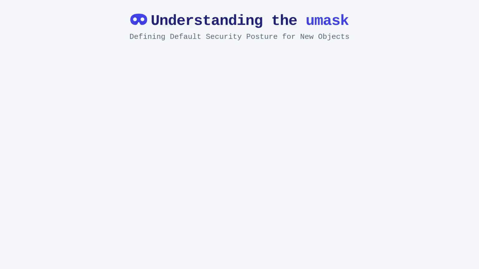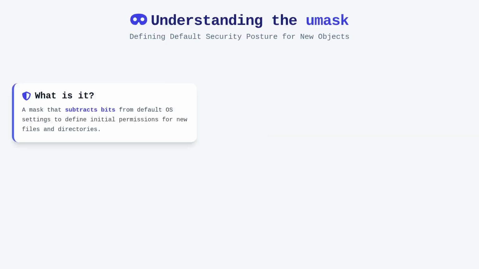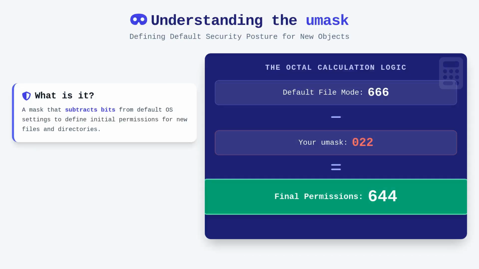Finally, we arrive at the umask, which serves as a mask to define the default permissions for any new file or directory created by a user session. Unlike permissions that explicitly grant access, the umask subtracts bits from the default operating system settings to ensure a minimum security posture. If the default mode for a file is 666 and your umask is 0222, the resulting permission for a new file will be 644, which inhibits others from writing to your data.